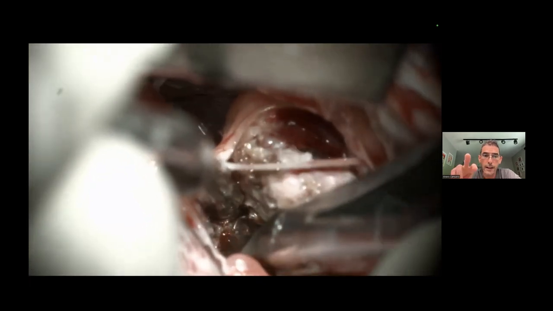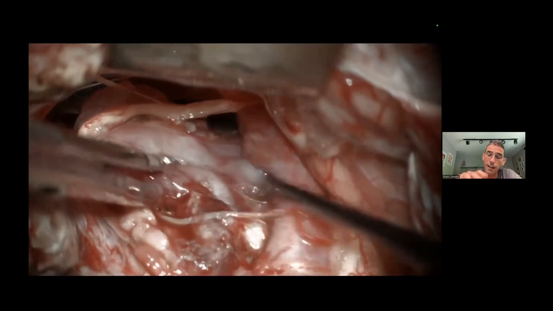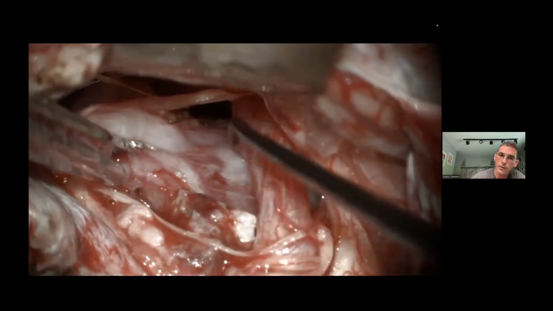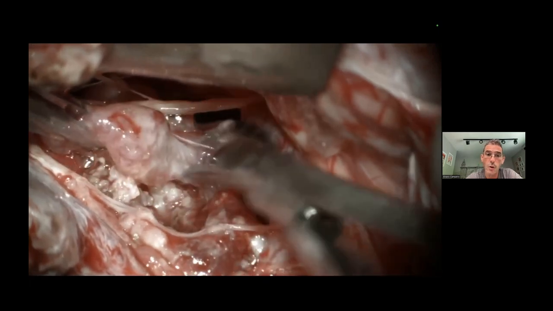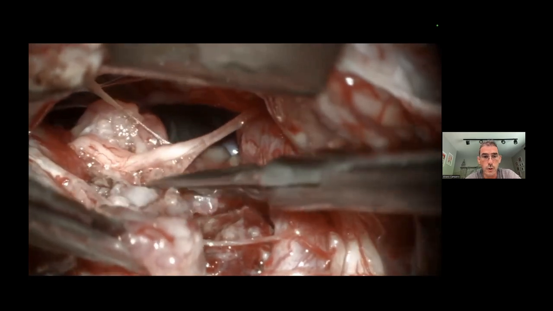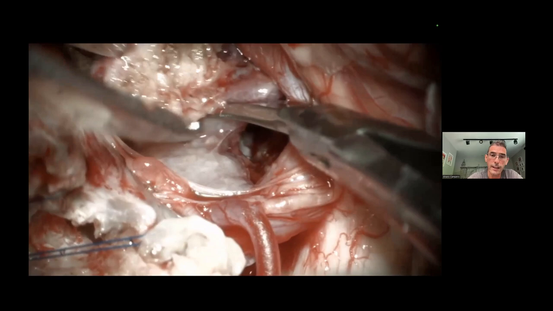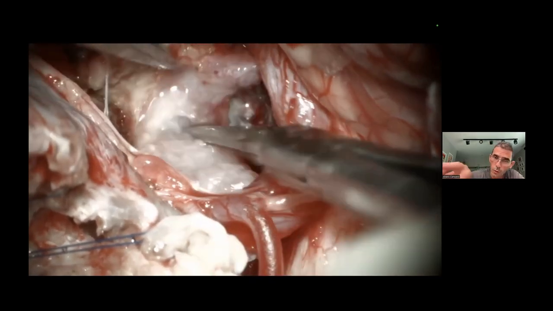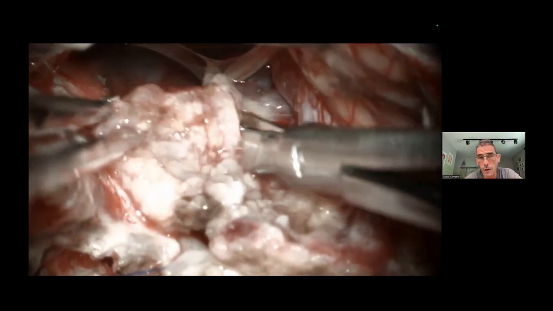Now we are coagulating and cutting the attachment, but we cannot go to the other side of the foramen magnum. So we go again to the tumor to try to debulk and to cut, in order to mobilize it a little bit to coagulate and cut all the attachment of the tumor.